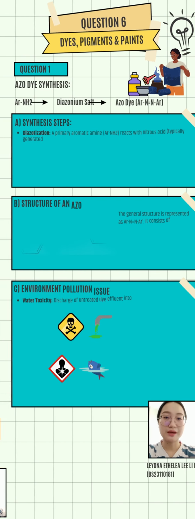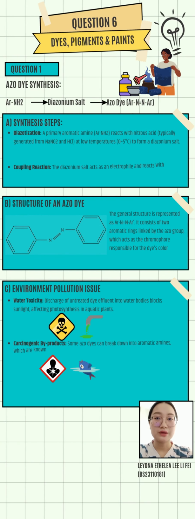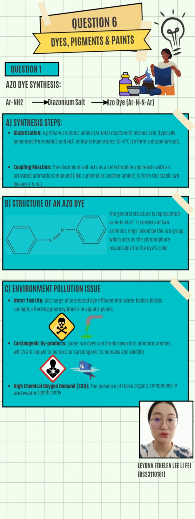This slide is about dye, pigments and paint. Question 1 is the azo dye synthesis. A is to explain the synthesis steps, which is diazotization, where a primary aromatic amine reacts with nitrous acid generated from NaNO2 and HCl at low temperature, 0 to 5 Celsius, to form a diazonium salt.